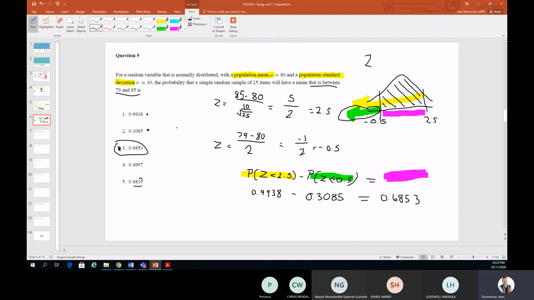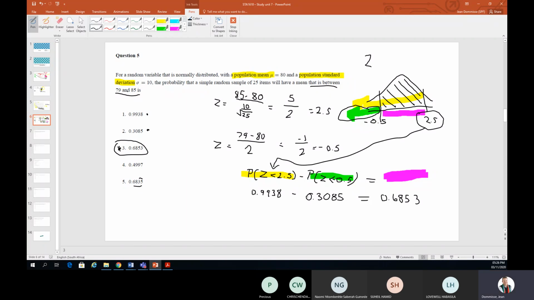Okay, so basically, and again for me this is the most difficult one that you will get, you need to first work out the first Z for the 85, and that is 2.5. For that 2.5, you will get a probability.